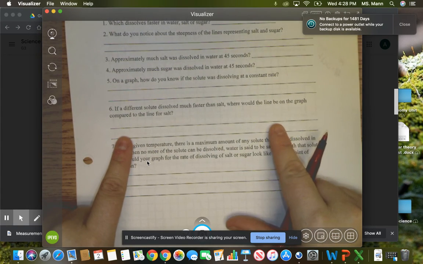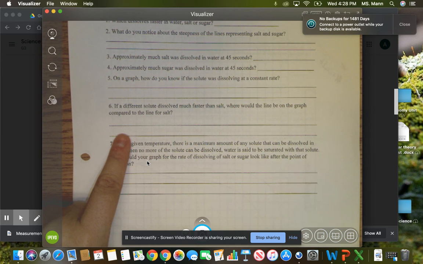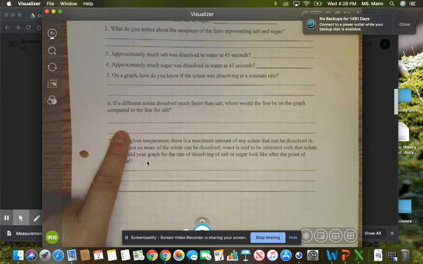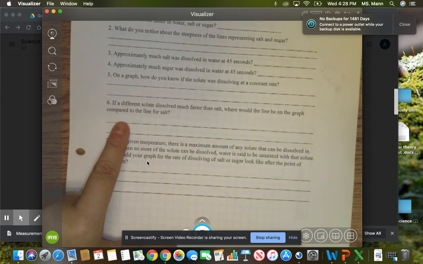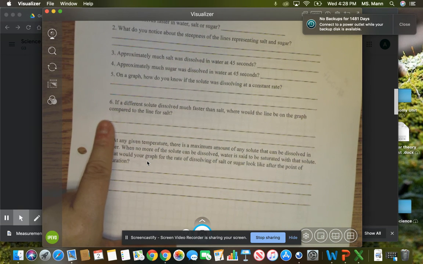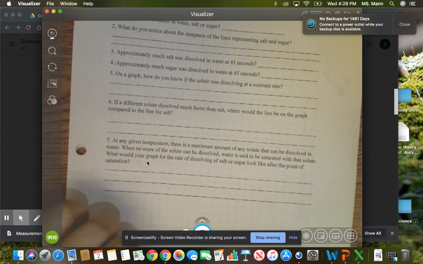If a different solute dissolved much faster than salt, where would be the line on the graph compared to the line of salt? All right? So just put above or below, but I need complete sentences in order to give you credit.